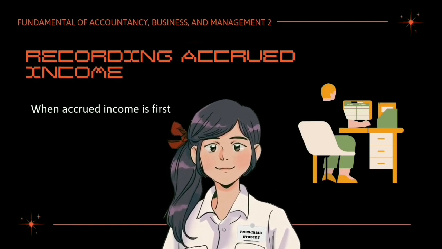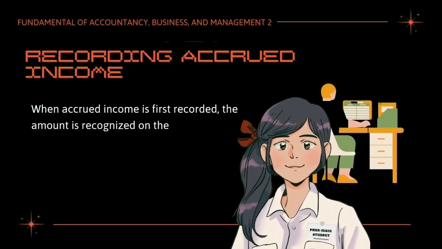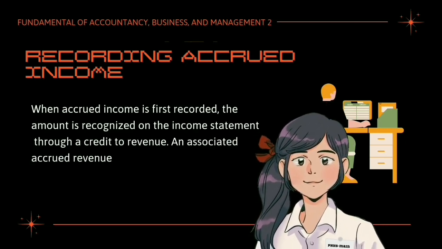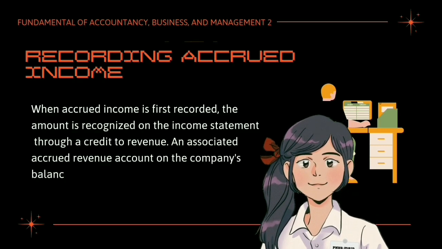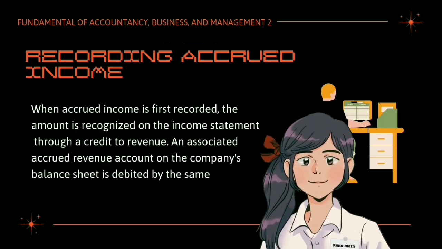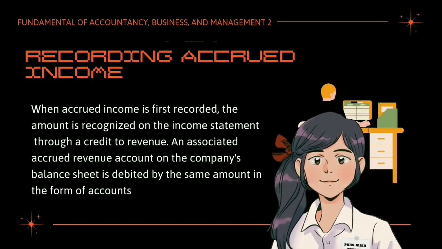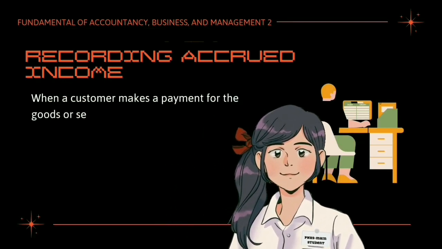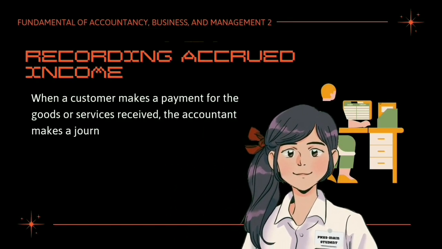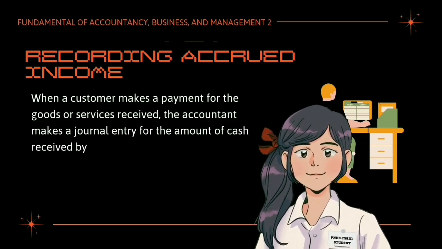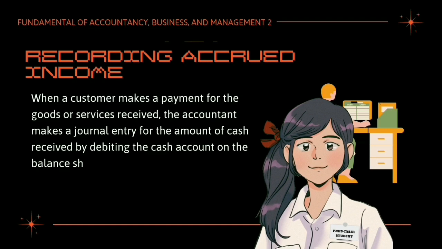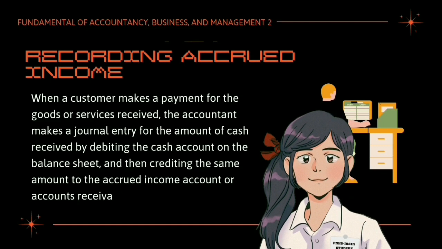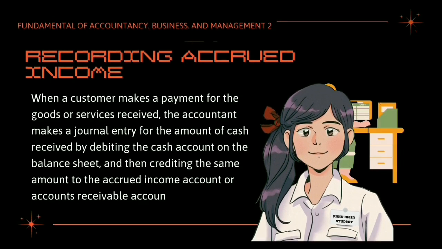When accrued income is first recorded, the amount is recognized on the income statement through a credit to revenue. An associated accrued revenue account on the company's balance sheet is debited by the same amount in the form of accounts receivable. When a customer makes a payment for the goods or services received, the accountant makes a journal entry for the amount of cash received by debiting the cash account on the balance sheet, and then crediting the same amount to the accrued income account or accounts receivable account.